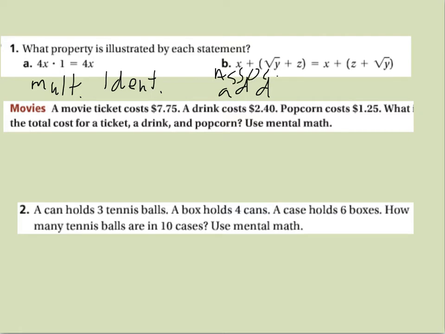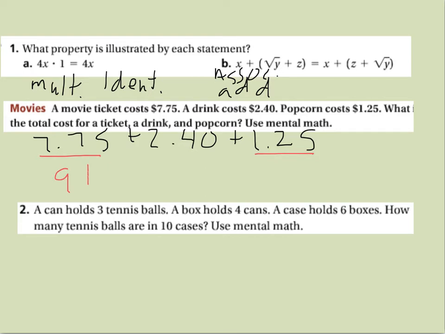So the next two problems are using mental math. A movie ticket costs $7.75, a drink costs $2.40, and popcorn costs $1.25. What is the total cost? Well, if I use my mental math, I know I have to add up all of these three numbers. The other thing I also know is that it's easier to add quarters than it is to add with dimes. So I'm first going to add these two together because I know through the associative property of addition that it doesn't matter the order that I add numbers. So 7.75 plus 1.25 would give me $9.